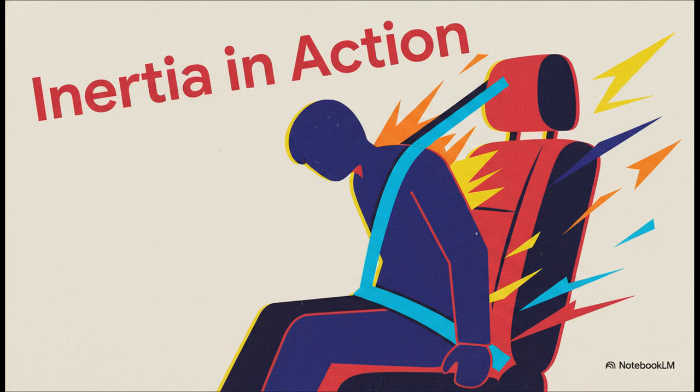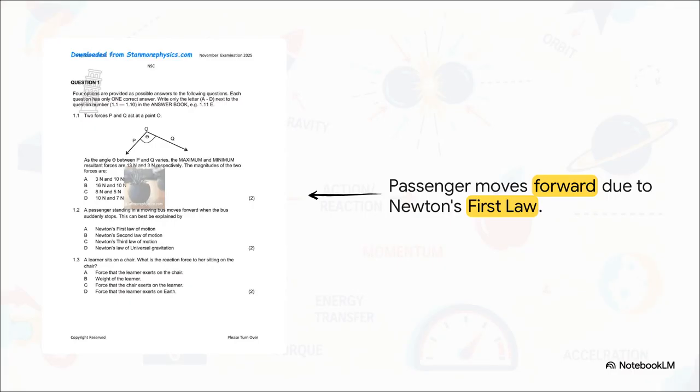So when a car slams on the brakes rapidly, your body's mass wants to just keep maintaining its constant forward velocity. Without a seatbelt there to apply a net force and stop you, Newton's first law dictates you are just going to keep moving right forward. Let's test this in the arena.